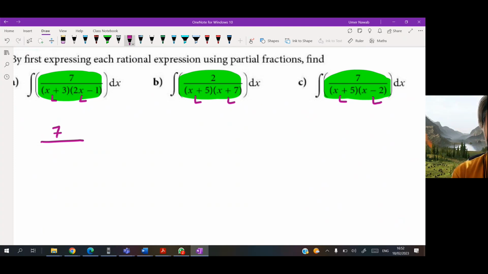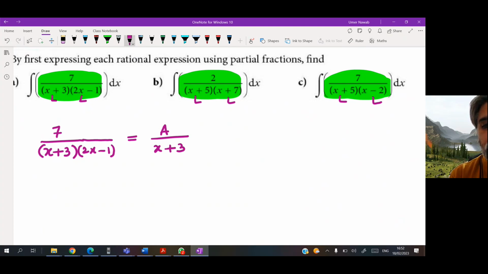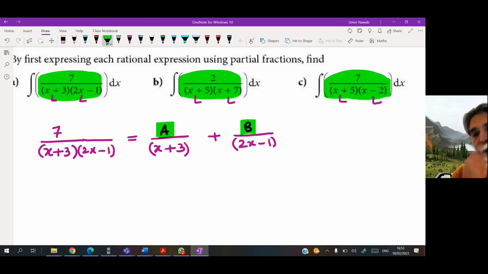If I have 7 over x plus 3 and 2x minus 1, I'm trying to do the first part. Since I have two linear factors, I'm going to split it into two partial fractions: a over x plus 3 plus b over 2x minus 1. The challenge is that I need to find the values of a and b.